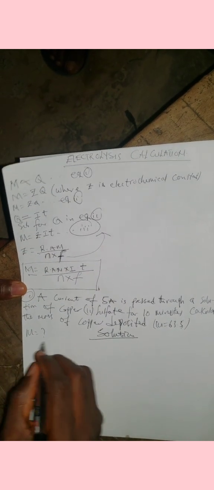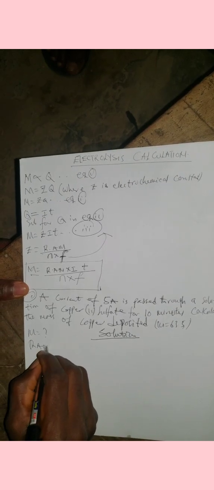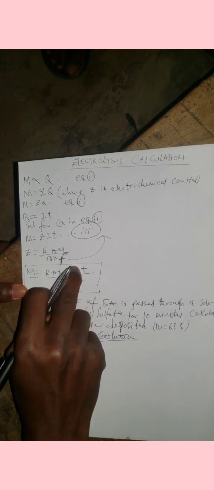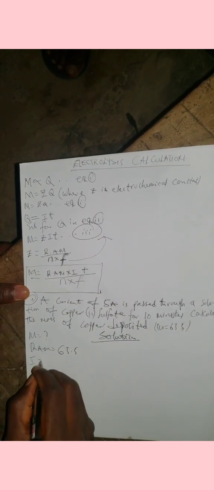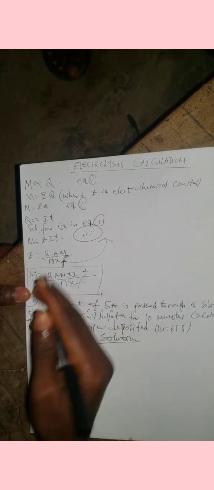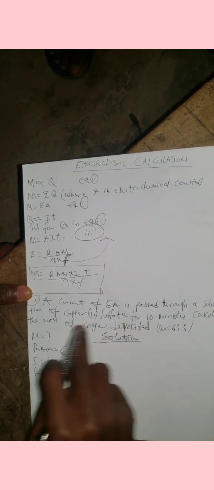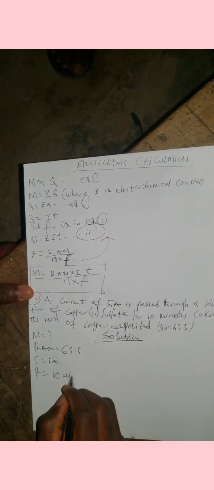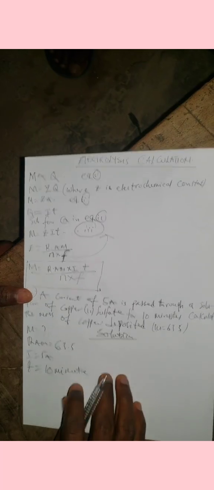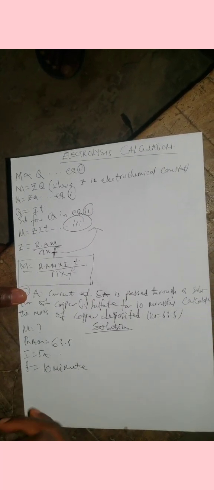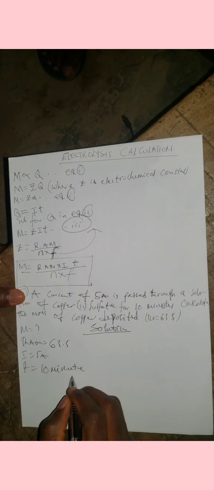Then the relative atomic mass of copper, RAM, has been given as 63.5. Then the I is your current. Just say I is equal to 5. T is given to be 10 minutes, but you have to convert that to seconds. In electrolysis, always convert your time to seconds. It can be in days, it can be in hours. Make sure that you convert it to seconds.